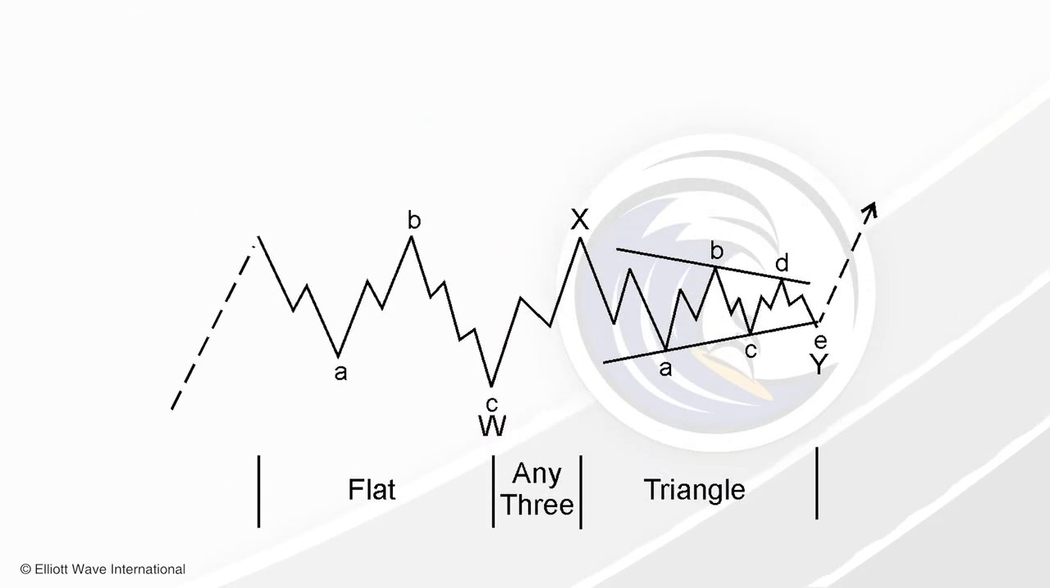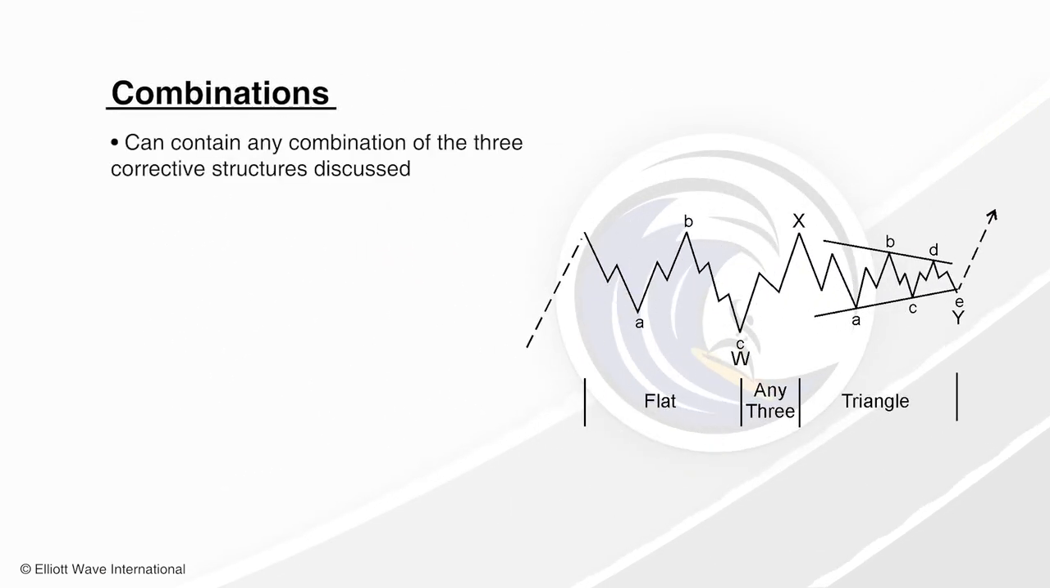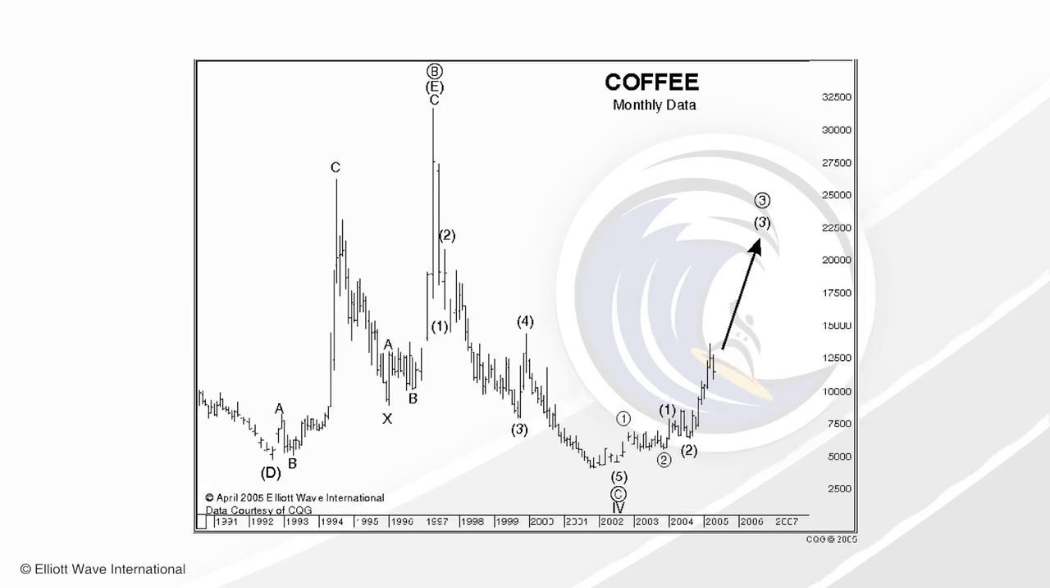Combinations involve any of the other 3 corrective structures, flat, triangle, or zigzag, and they're linked by what we call an X wave, which is a 3-wave structure, as shown here on this chart. Here's an example of a combination in coffee futures. We have an ABC zigzag followed by an X wave, followed by another ABC zigzag.